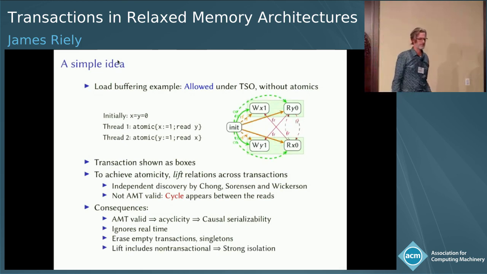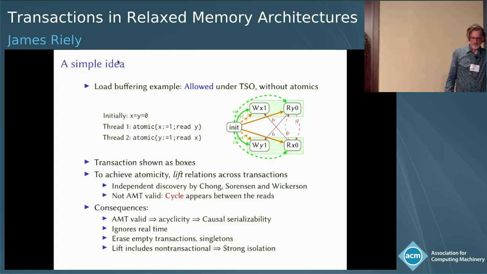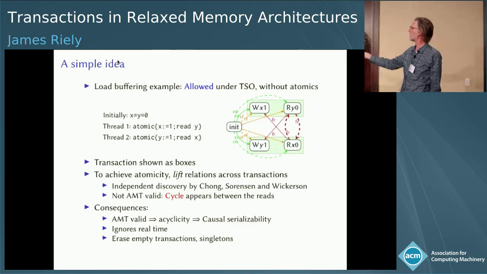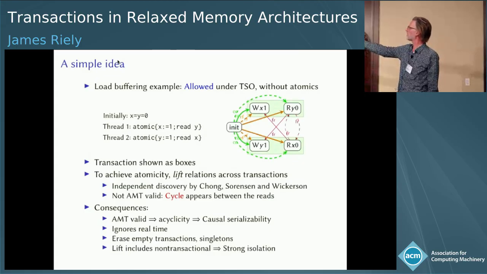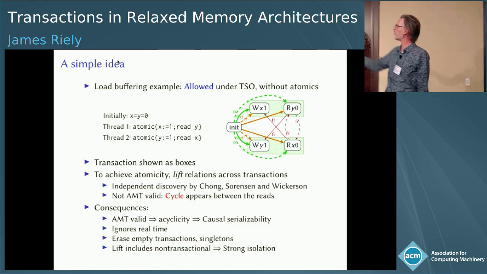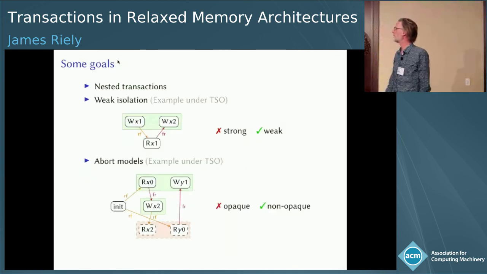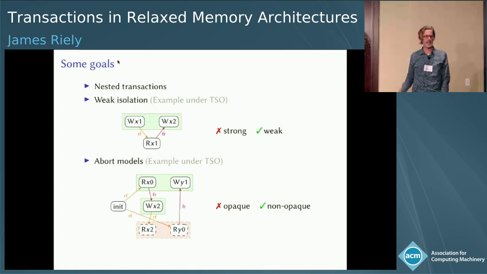Because we've lifted not only the transactional events, but note that the lift includes the non-transactional events, such as the initialization here, which I've just written as a non-transactional event. And therefore, we automatically get strong isolation because in order to avoid acyclicity, this guy has to be ordered with respect to every event of that transaction. So strong isolation for free. OK, so that's the basic idea.